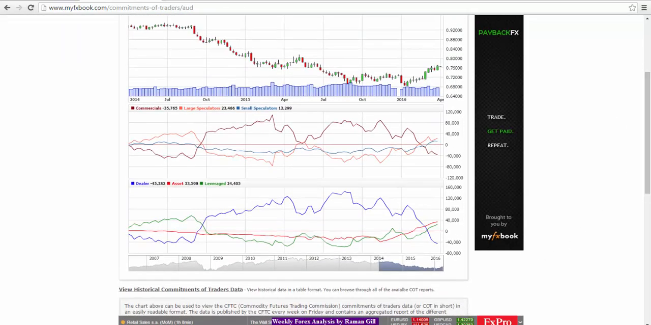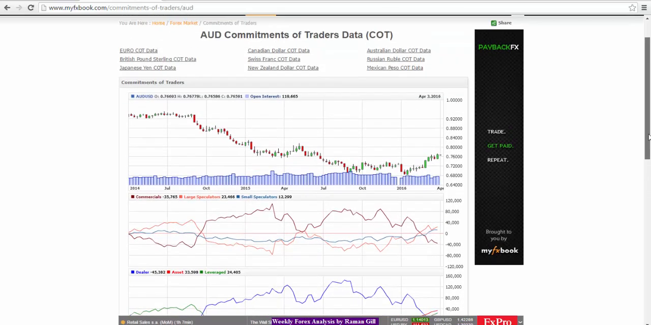For the Australian dollar here, we see quite the opposite picture from what we saw for the pound. We have seen this green line cross over the zero line, which means all these are long positions now. So leveraged money is holding long positions, as well as the asset managers. The long positions for leveraged money increased from last week from 19,000 to now 24,000, and also the asset manager long positions went up as well. So overall, this is bullish for the Australian dollar.